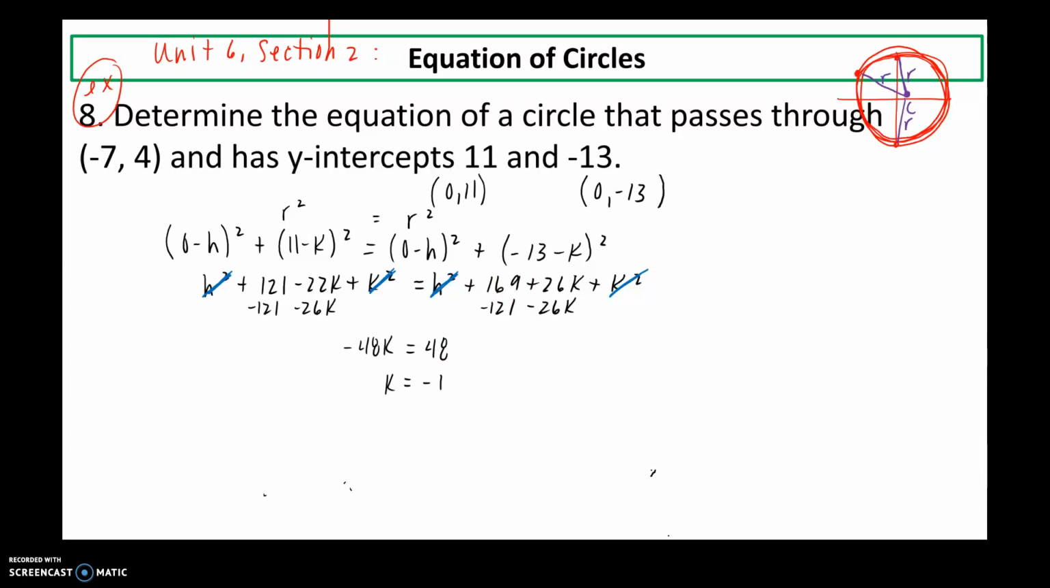All right, so now if I know that k is equal to negative 1, I'm going to resubstitute k equal to negative 1 with my point negative 7, negative 4, and now only one of my y-intercepts.